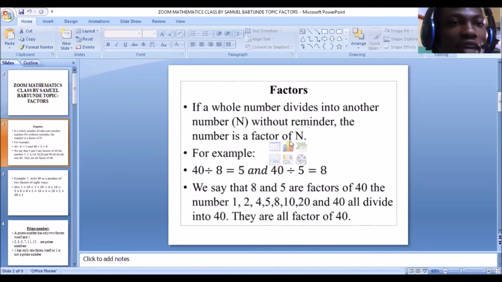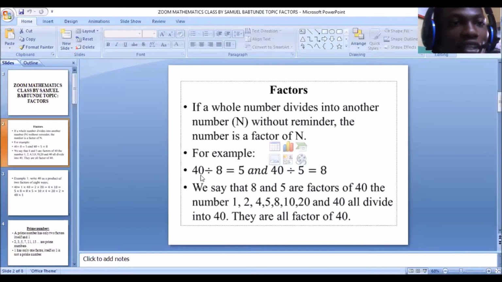Let's take, for instance, a number which is 6. Let's say my number n is 6, right? And then I have a whole number, 2. And this 2 can divide into this 6 without any remainder. Like we know, 2 can go into 6 3 times without any remainder. Now I say, this 3 is a factor of 6.